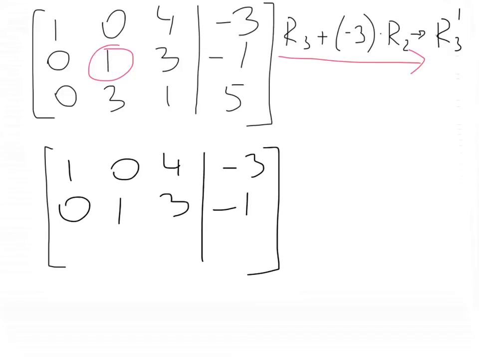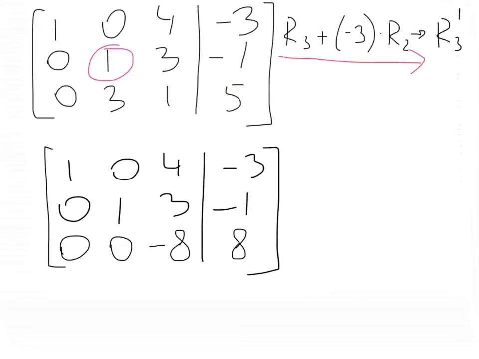Okay, again, follow the instructions. Make sure you do the order of operations. -3 times whatever is in row 2 plus row 3. So -3 times 0 plus 0 becomes 0. -3 times 1 is -3 plus 3 becomes 0. -3 times 3 becomes -9 plus 1, -8. It's very easy to make computational errors, so be very careful. You have to be comfortable with arithmetic at this point. And finally, -3 times -1 is +3 plus 5 becomes +8.